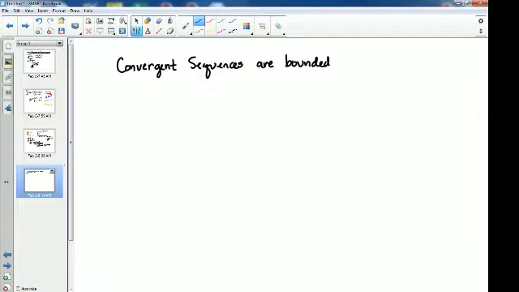So the statement here, this is actually a theorem, so you can use it. If some sequence a sub n converges, then a sub n is bounded. Okay, so very simple statement, right?